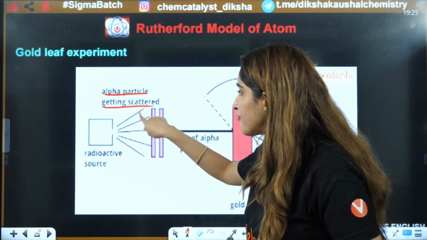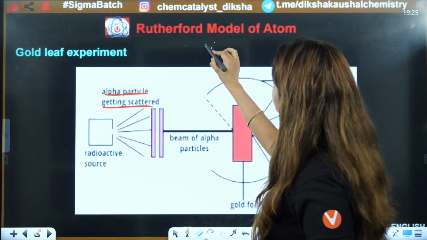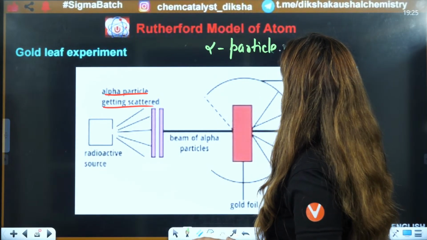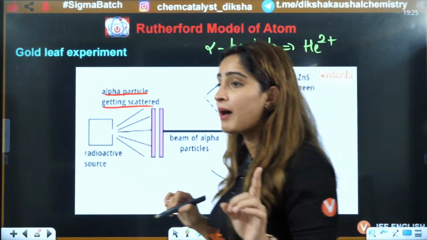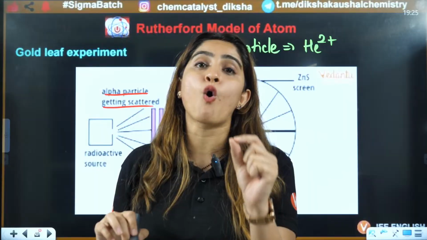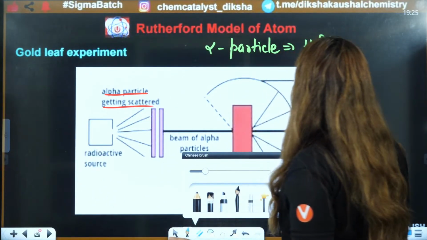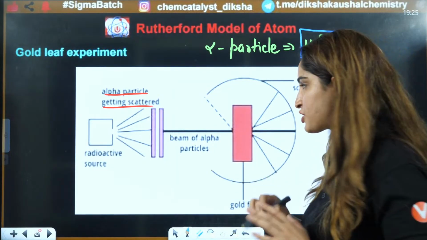So what is an alpha particle? Anybody in the chat box? What is an alpha particle? Helium 2 positive. You have a helium ion, you take out 2 electrons from it, that is called an alpha particle. So helium 2 positive means alpha particles are positive in nature.